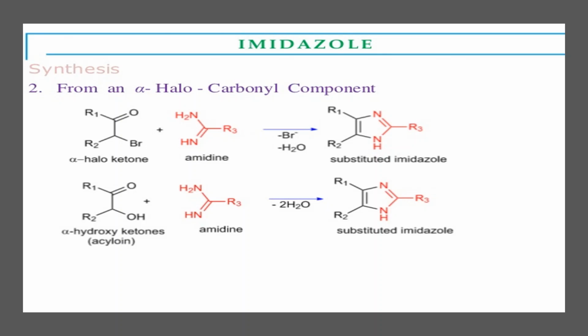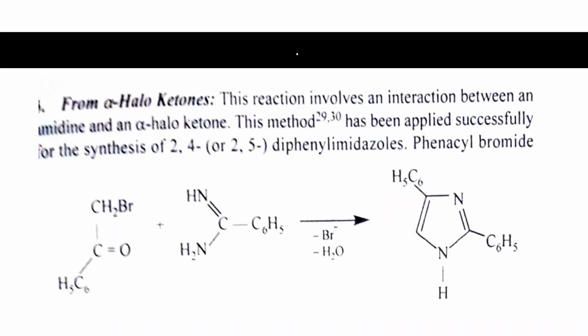You take an alpha halocarbonyl. So this is a reaction. You just take phenacyl bromide and treat it with an amidine. You get your corresponding phenyl substituted imidazole, at the second position.